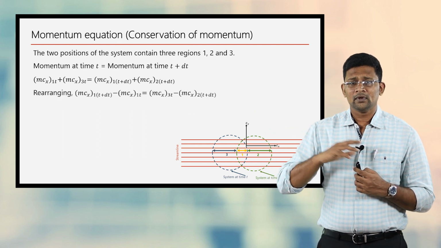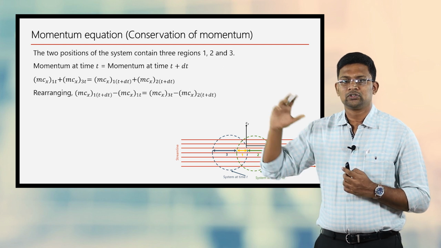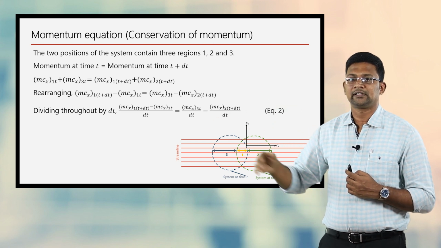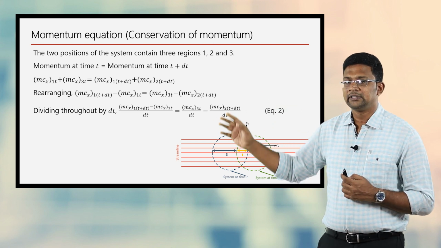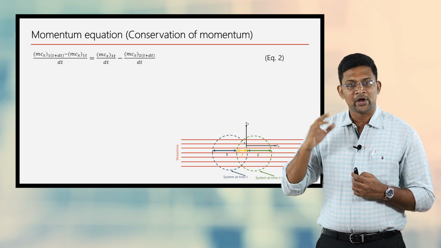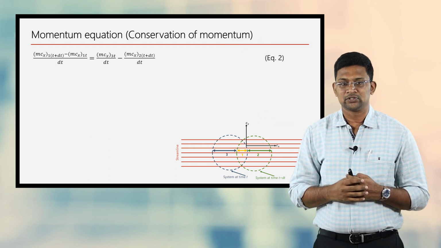Now again we are performing a rearrangement such that all the ones go to the left hand side of the expression. And in the next step we are dividing throughout with respect to dt. So this is our equation number 2. And next we are going to redefine the three terms which we have already seen in expression number 2.